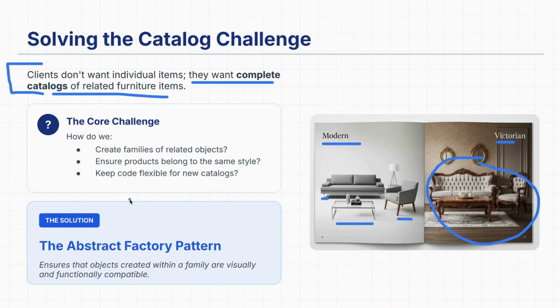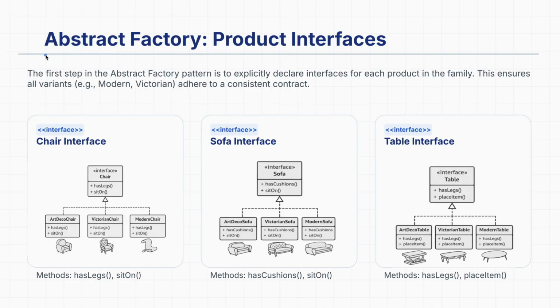But here's the challenge. How do we design a system where we can create families of related objects, ensure that all selected products belong to the same style, and still keep our code flexible enough to add new catalogs in the future without modifying existing code? This is exactly where the abstract factory pattern comes into the picture. Now, there are multiple steps to solve this problem, so make sure you follow till the end. Let's start with step 1.